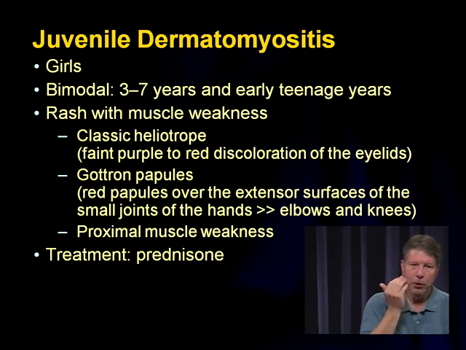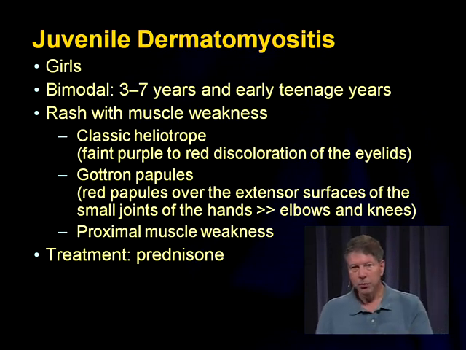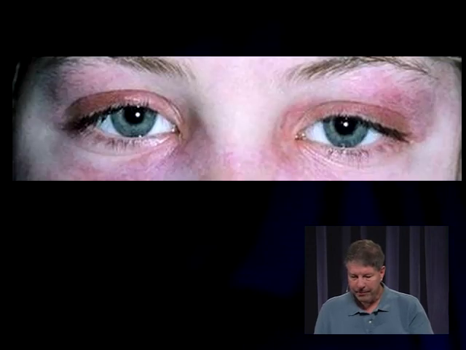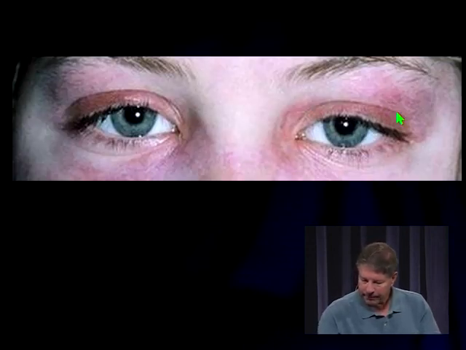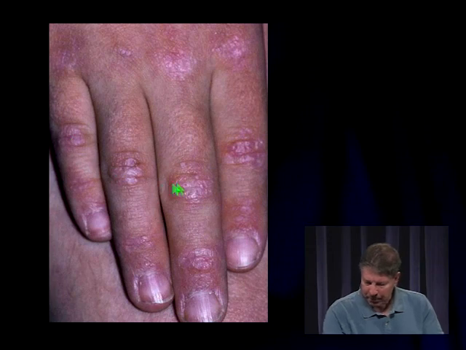So it's this purple to red discoloration around the eyelids. And then Gottron's papules, I'll show you a picture of that too. It's on the extensor surfaces of the hands, generally on the knuckles. You see them across the knuckles. And then the big thing is the proximal muscle weakness associated with this. Steroids is what you want to use for therapy. So here's the heliotrope rash here. You can see it really well. Okay. And then the Gottron's papules here and here. Okay.